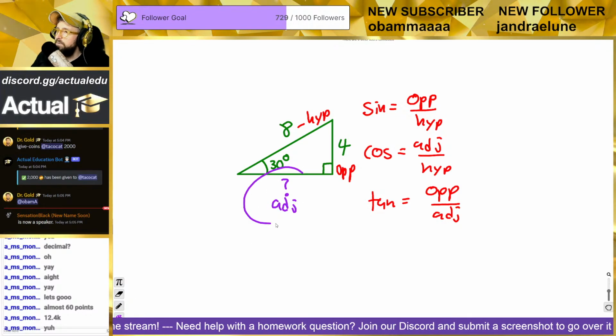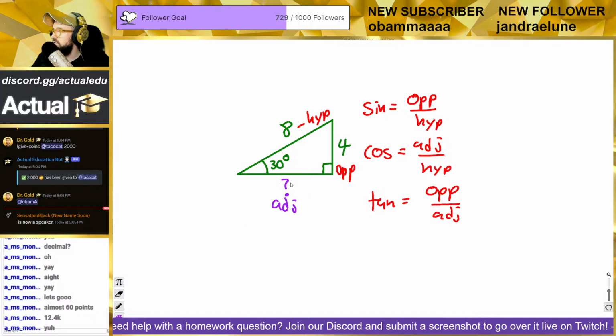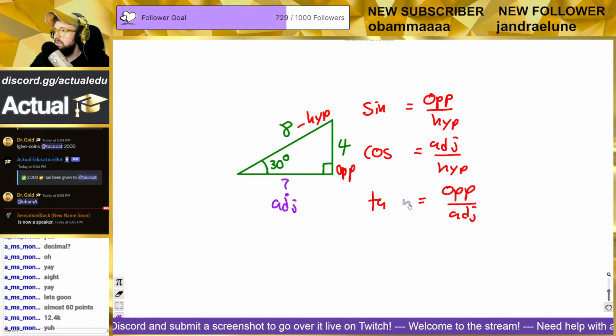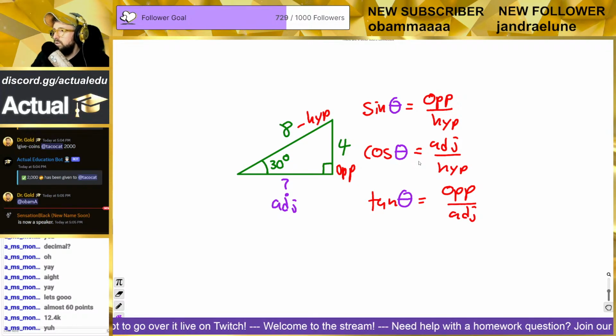So, if I'm trying to figure out this missing adjacent side, I can use these trig functions to figure out what it is. I forgot to put an angle in there. Which one do you want to use? Is it sine? Well, no, not sine, because we're missing the adjacent. See how adjacent isn't in here at all? You want to use a trig function that has the thing you're looking for. Then cosine. All right, let's use cosine.